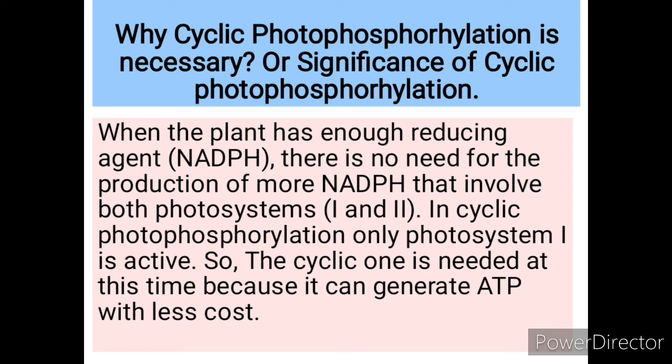So the main aim of cyclic photophosphorylation is creating energy and giving ATP molecules for photosynthesis when there is absence of photosystem second. It makes photosynthesis a continuous process without failure by providing ATP molecules as an energy source, and also increases the rate of photosynthesis in the absence of photosystem second. So this is all about cyclic photophosphorylation.